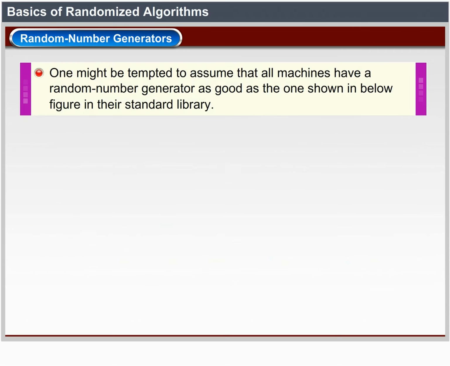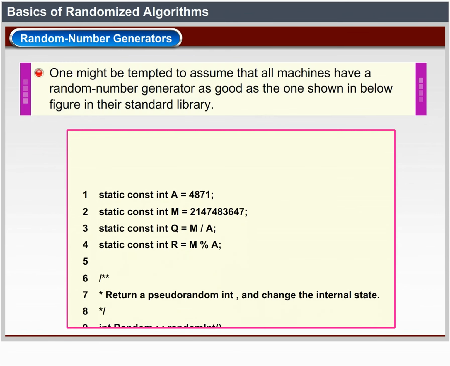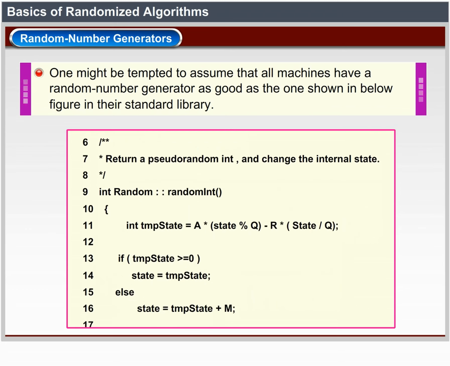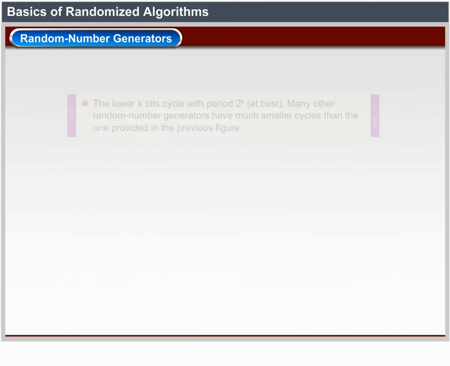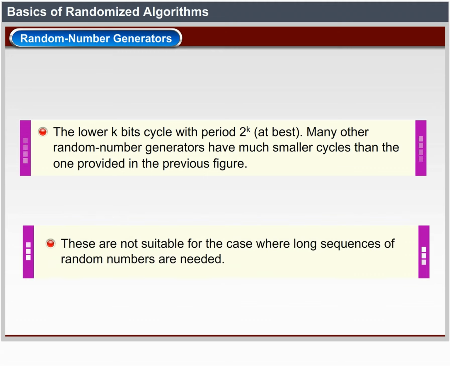One might be tempted to assume that all machines have a random number generator as good as the one shown in the figure below in their standard library. The lower k bits cycle with period 2^k at best. Many other random number generators have much smaller cycles than the one provided in the previous figure. These are not suitable for the case where long sequences of random numbers are needed.